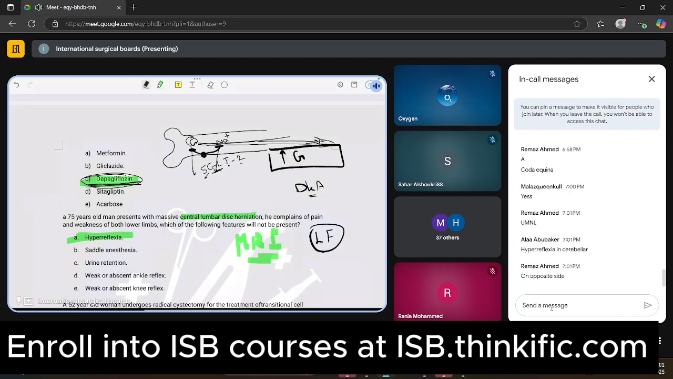Upper motor hyperreflexia on the opposite side. No. Look, when there's a cerebellar lesion, usually and almost always, the manifestations are ipsilateral, on the same side.